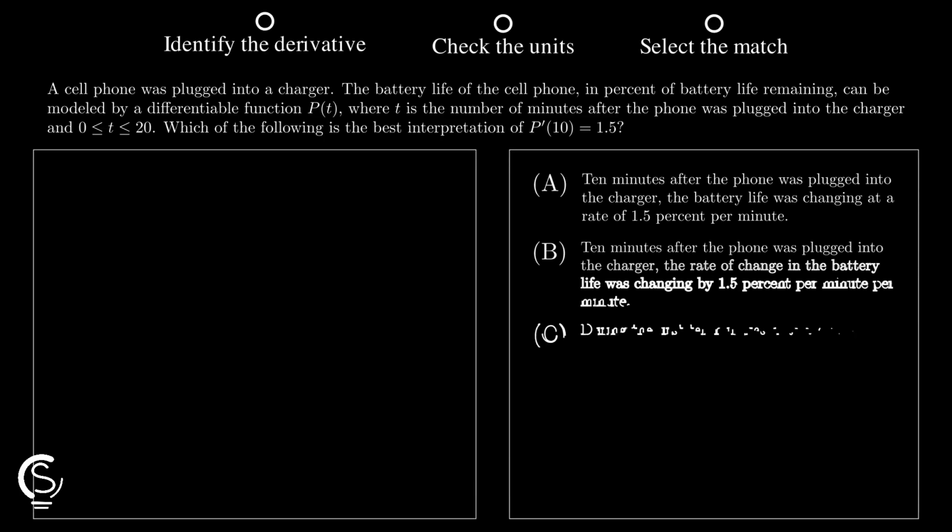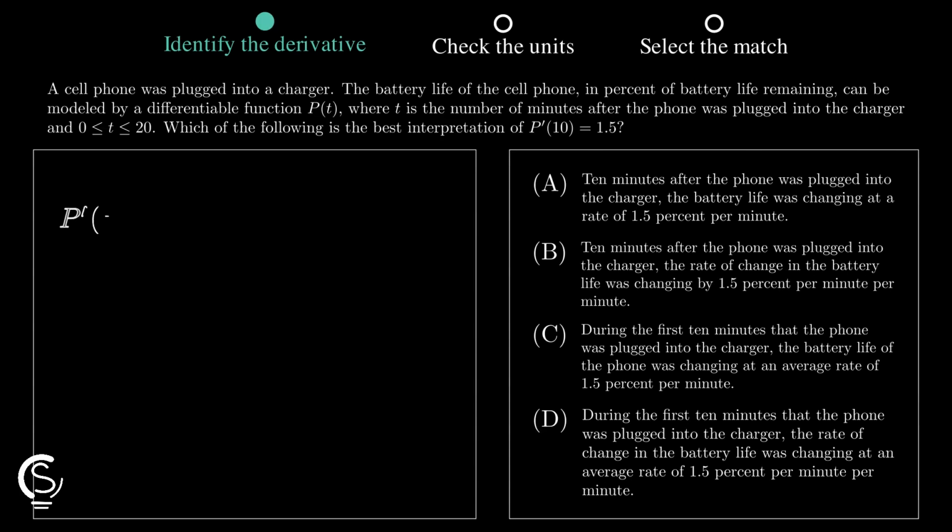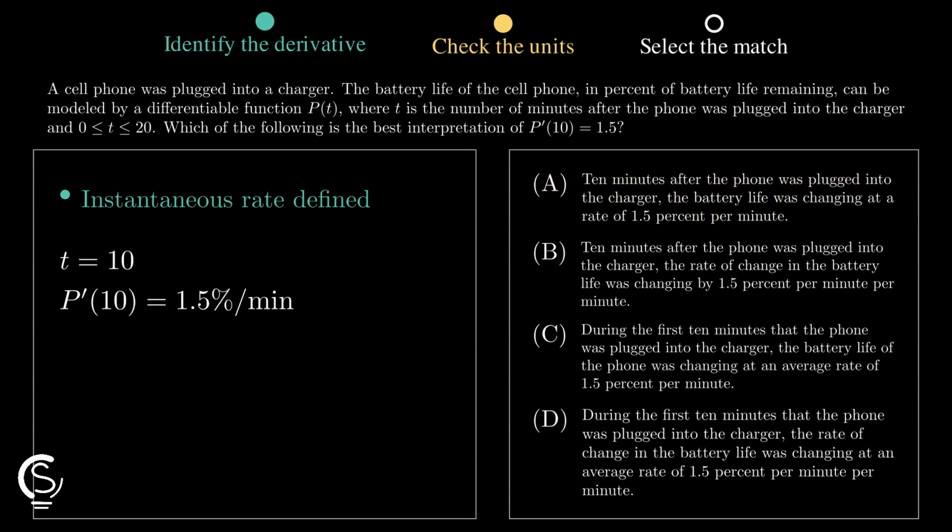The derivative p' of t represents the instantaneous rate of change of battery life at a specific moment in time, rather than an average rate over a time interval. Since p' of 10 equals 1.5%, the battery life is increasing at exactly 1.5% per minute at the 10-minute mark. This makes option A the correct choice.